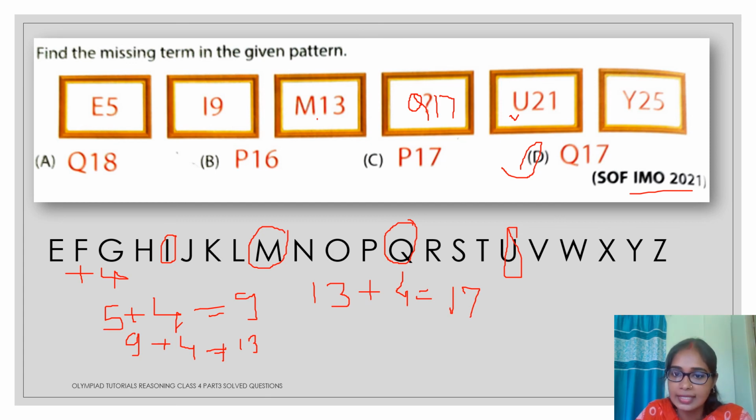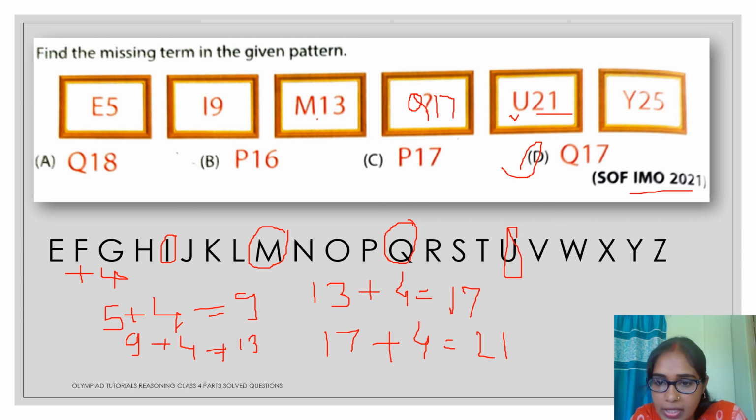Now let's check whether it is correct or not. 17 plus 4 you'll get 21. Yes, that is the next number. So the series which we have got is absolutely correct and our option number D, Q17, is the correct answer. A very simple question, and here you can see an alphabet series. In the next class we will be starting with the alphabet series. You can attend those video lectures and the concept of alphabet reasoning will be quite clear in those lectures.